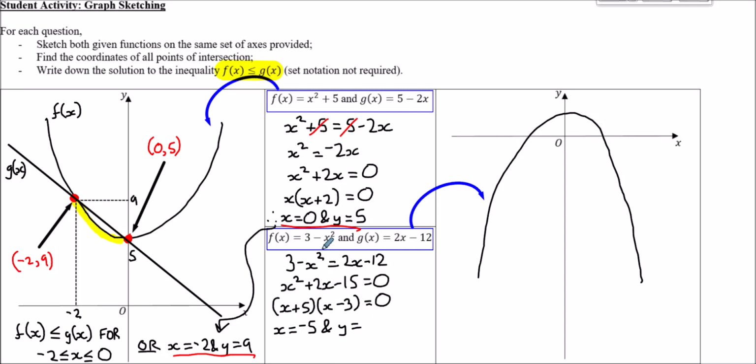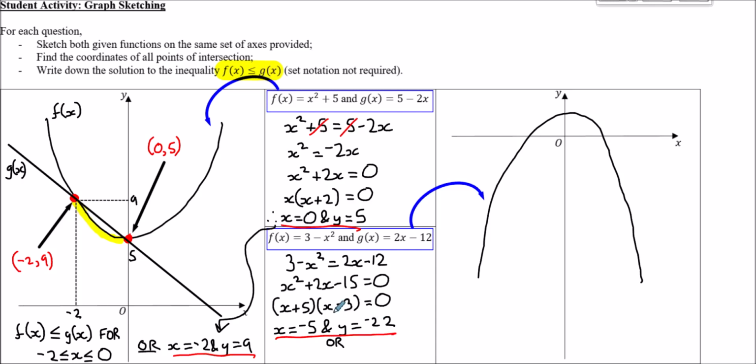So when x is minus 5, let's sub it into the equation for f of x. If x is minus 5, x squared is minus 5 all squared, which is 25. 3 minus 25 is minus 22. So that's one solution.